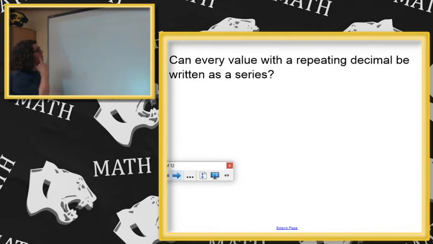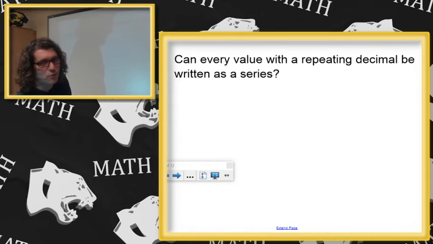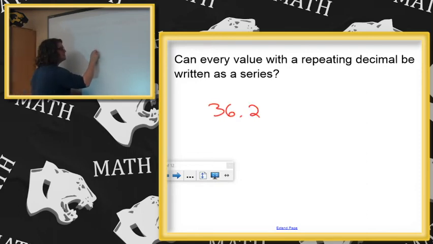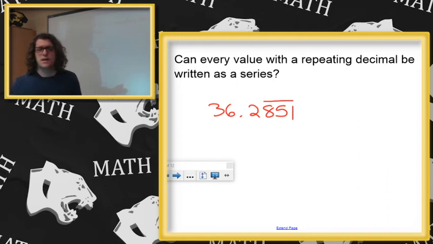So, this is interesting. This says, can every value with a repeating decimal be written as a series? Obviously, if I'm asking this question, the answer is likely to be yes. And so rather than say if it's possible, let's think about how it's possible. So if I have, for instance, 36.2851, and the 851 is repeating forever, we can come up with a way to write this as a non-series part together with a series part.